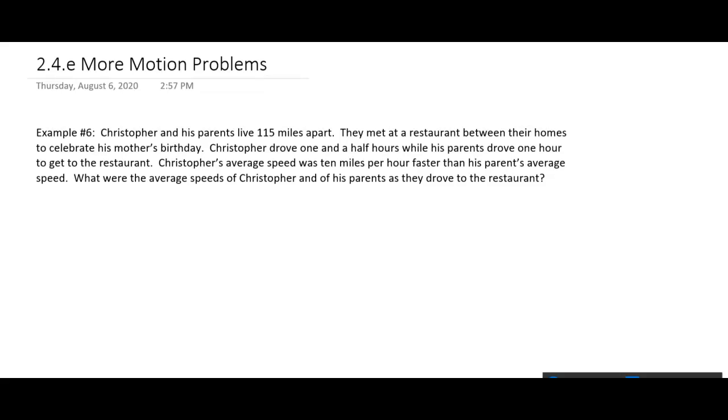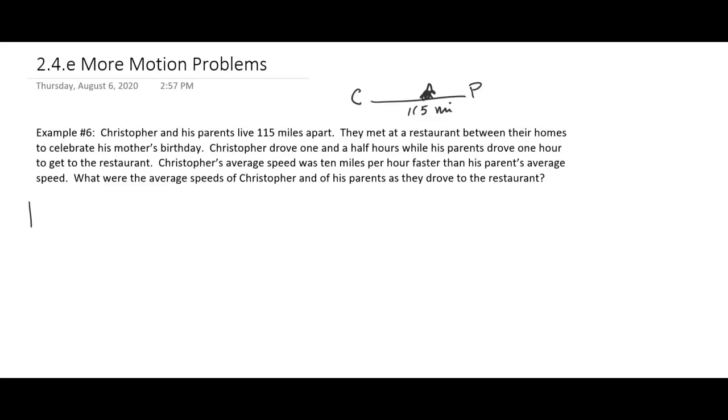So Christopher and his parents live 115 miles apart. Okay, so Christopher, his parents, we know the distance is 115 miles between where they live. They meet at a restaurant between their homes. So we don't know where the restaurant is. Somewhere, though, there's a restaurant. It's an IHOP, to celebrate his mother's birthday. Christopher drove 1.5 hours while his parents drove 1 hour to get to the restaurant.